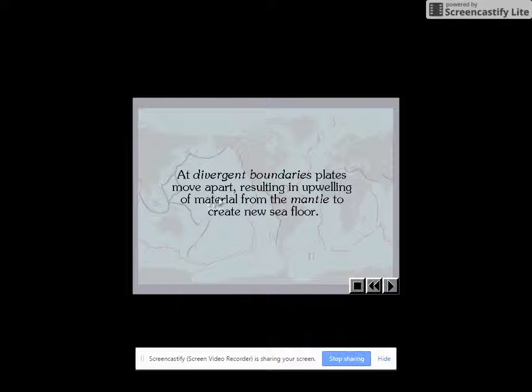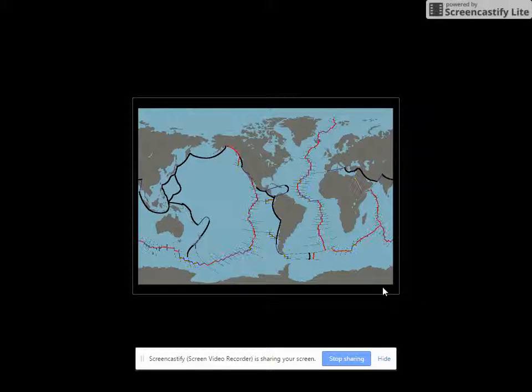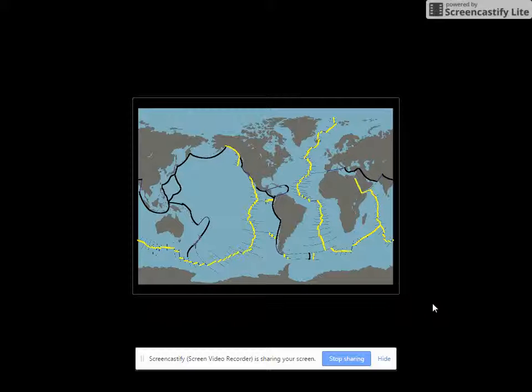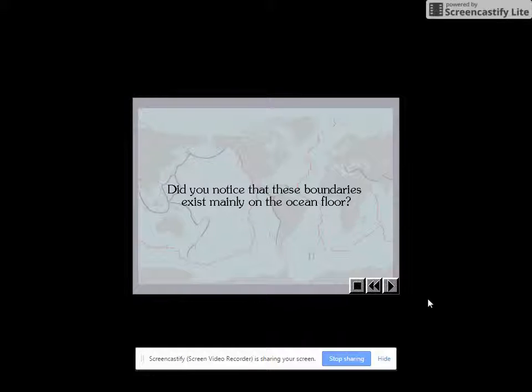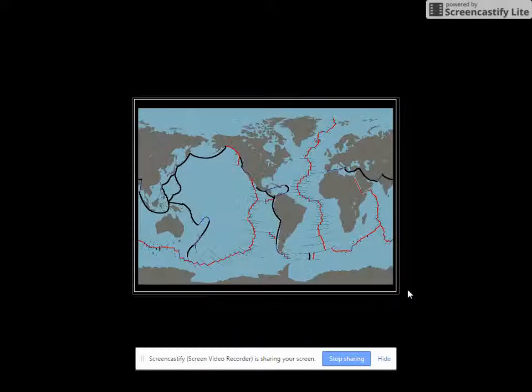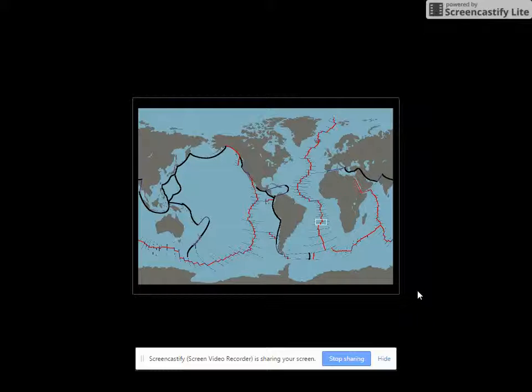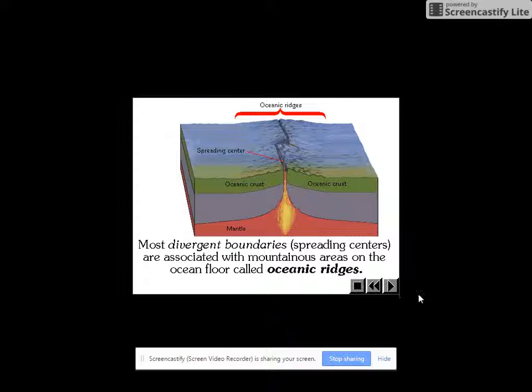At divergent boundaries, plates move apart, resulting in upwelling of material from the mantle to create new seafloor. These are all the places that you will find divergent boundaries, and you will notice that most of those boundaries exist mainly on the ocean floor. So we're going to zero in on one of these divergent boundaries, and we'll see it says most divergent boundaries, or sometimes called spreading centers, are associated with mountainous areas on the ocean floor called oceanic ridges.